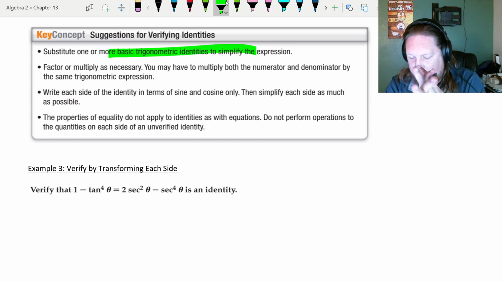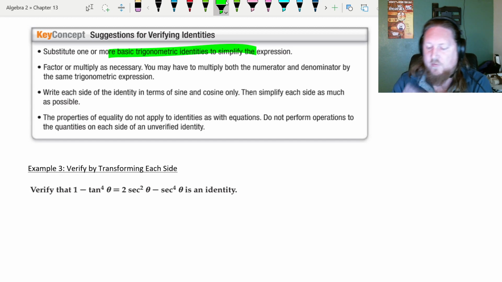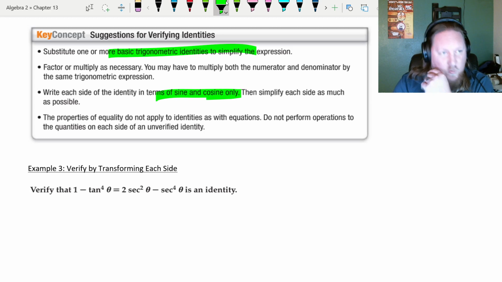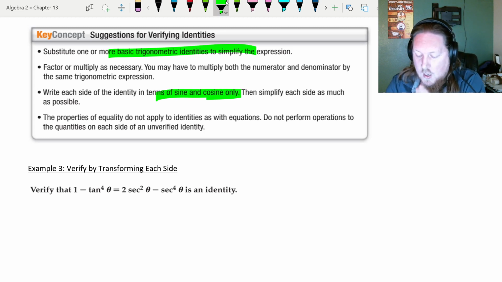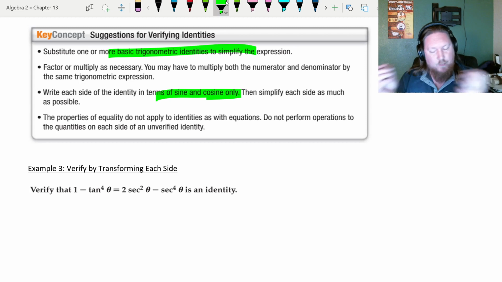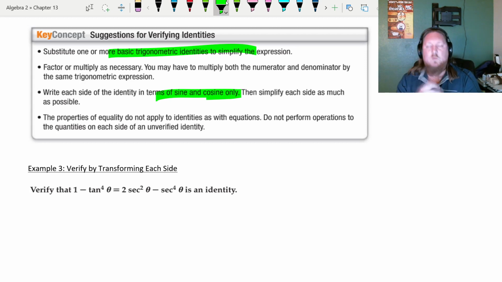Really, what you're trying to get down to is you would like everything to be sine and cosine only, because it all comes back to those two. And if you can get it that way, it's awesome. You might need to do some factoring. That's where the perfect square and the difference of squares patterns come in. You might need to multiply by things like conjugates, or even just by a sine.